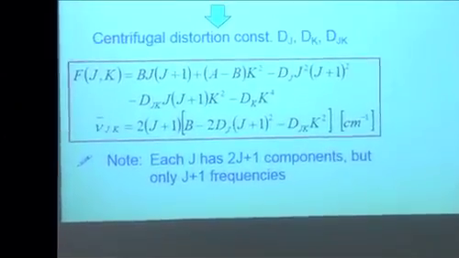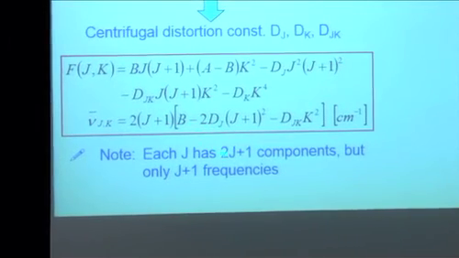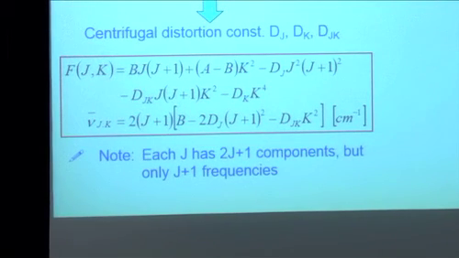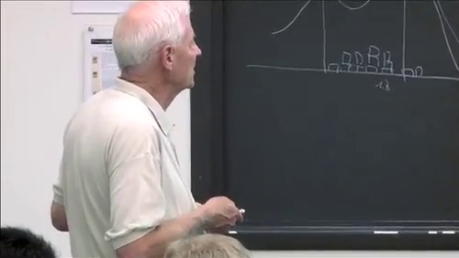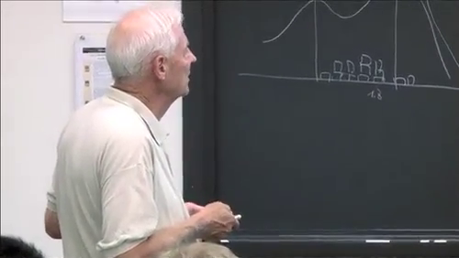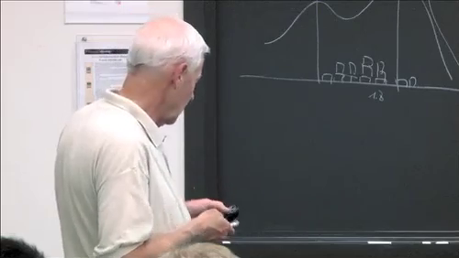Okay, each J has a 2J plus 1 complement. Now we're talking about the fact that K can range from plus or minus J through 0. So that's where the 2J plus 1 comes from. So for each value of J, you can have 2J plus 1 values of K. And therefore, that's why there's these subtle complications, even though there's only J plus 1 frequencies, because the term goes with J squared.